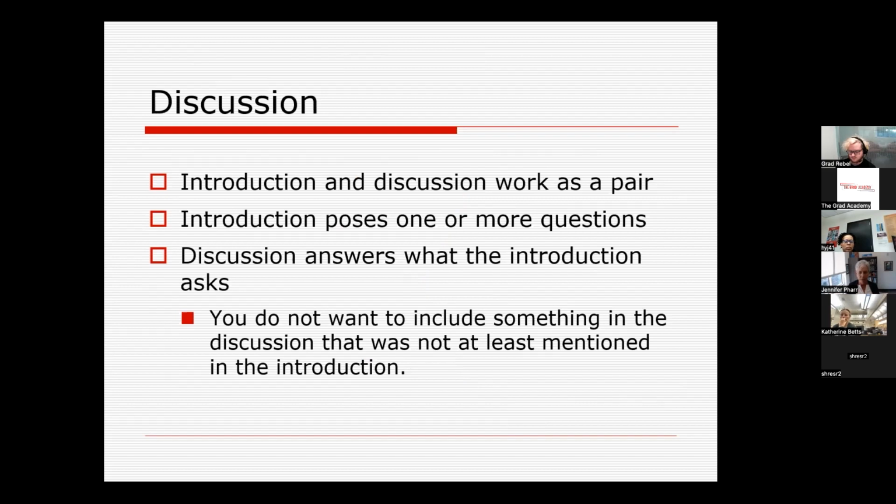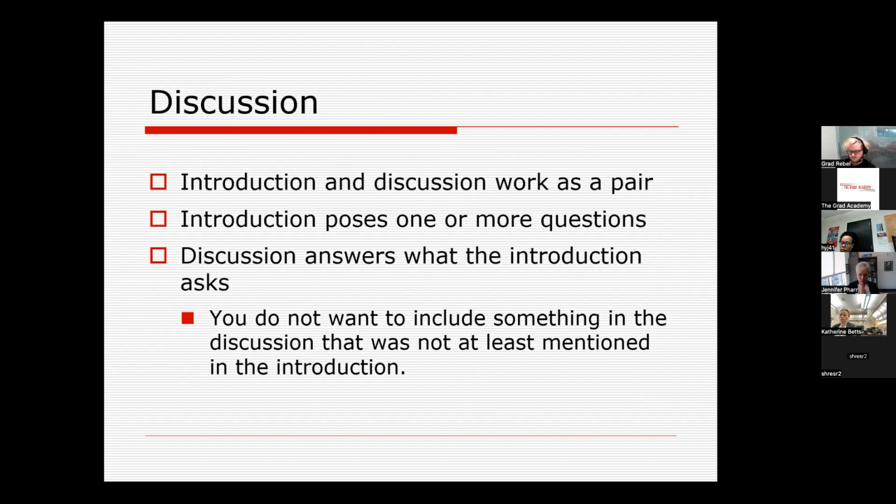It's important that whenever you're thinking about writing a discussion, you don't want to include anything in the discussion that you haven't at least mentioned in the introduction. And I know the way that typically we do a thesis or a dissertation, we start with the introduction and then we work our way down to the discussion. And so if you're writing the discussion last, you might have to go back up and include something in the introduction.